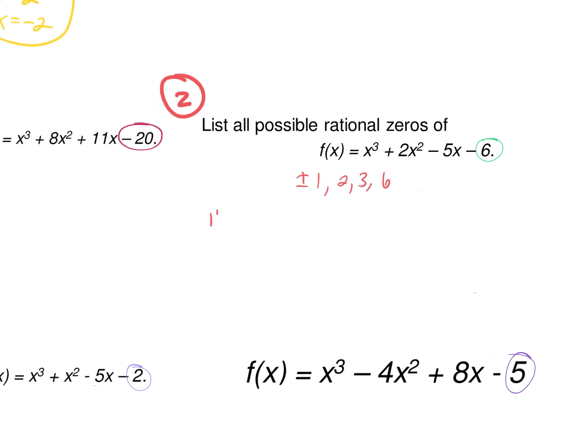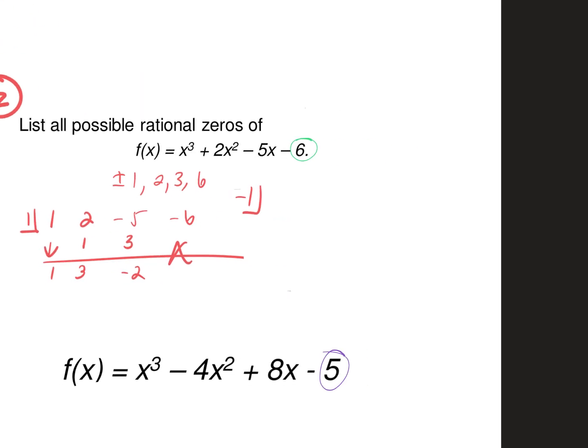So I have 1, 2, negative 5, negative 6. Bring down your 1. 1 times 1 is 1. 2 plus 1 is 3. 3 times 1 is 3. Negative 5 and 3 is negative 2. Is this going to work? No, you can go ahead and skip it.